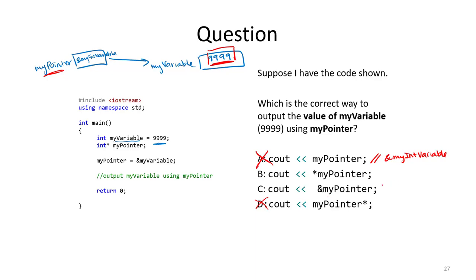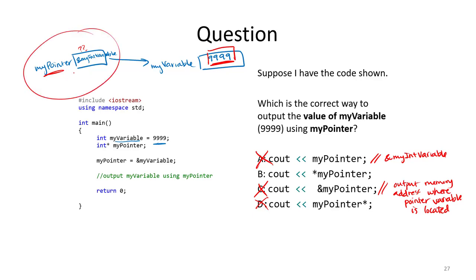Cout ampersand my pointer will output the memory address where the pointer is stored, or where the pointer variable itself is located. That's also not correct. We don't care about the memory address where this pointer lives. It doesn't matter where this pointer is stored in memory.